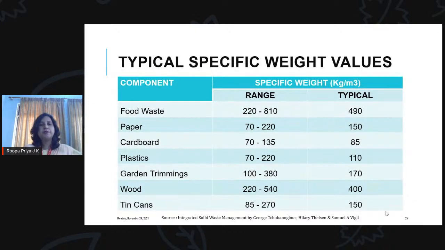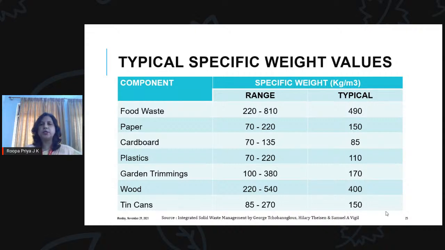These are the specific weight values, or what we call typical specific weight values. There are different components, and the range of specific weight is specified according to this table. We usually refer to the typical value, and we use this in the estimation of the specific weight of the solid waste. Here you can see the components such as food waste, paper, cardboard, plastic, garden trimmings, wood, and tin cans.